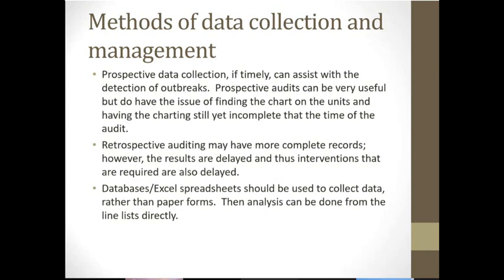Retrospective auditing is when you go back a certain amount of time to do your surveillance. And the records might be more complete. However, they're quite delayed usually, and then interventions that might be required are also delayed. So if you do have an outbreak, then all of the interventions you could have used for your outbreak are maybe beyond the point when they would have been most useful, and your outbreak is beyond where you wanted it to be, where it was, let's say, 2 or 3 cases, and it's now 8 or 9 cases.